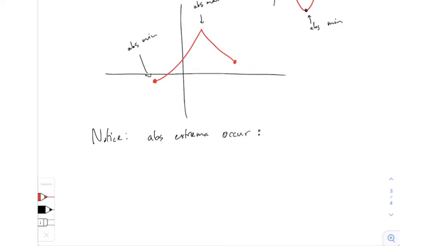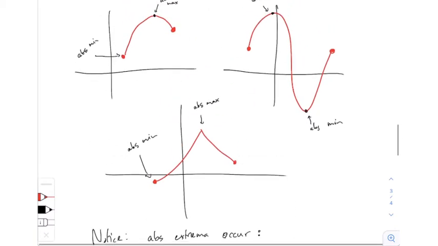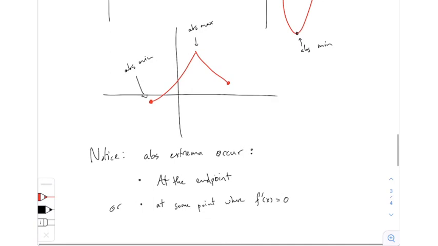There's a couple of possibilities, right? They could occur at the endpoints. I don't mean they always occur at the endpoints. I just mean that it might be on the endpoints. Or it might be at some point, he said, where f prime of x equals 0. Right? That would be like the mountain peaks and the valley points. Like this one right here.